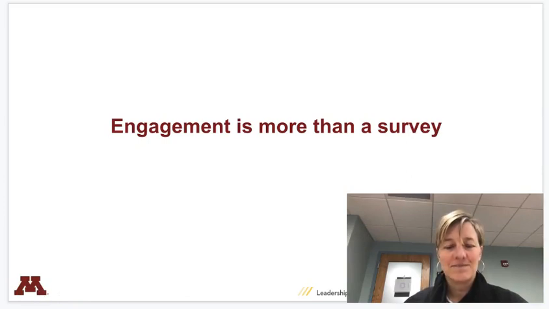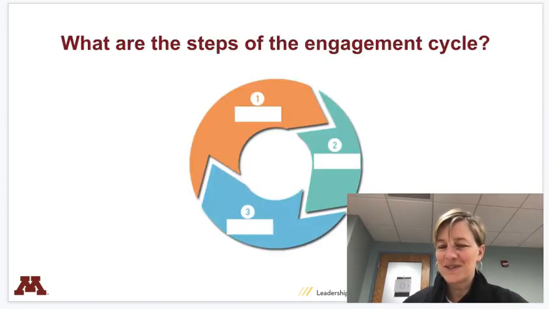As I mentioned already, it's more than a survey. A survey is one way to get input, which is a part of the engagement cycle. So do you remember the engagement cycle? There are 3 steps. I'll give you a sec to rack your brain to think. Step 1, step 2, step 3. I think you know step 1 already.